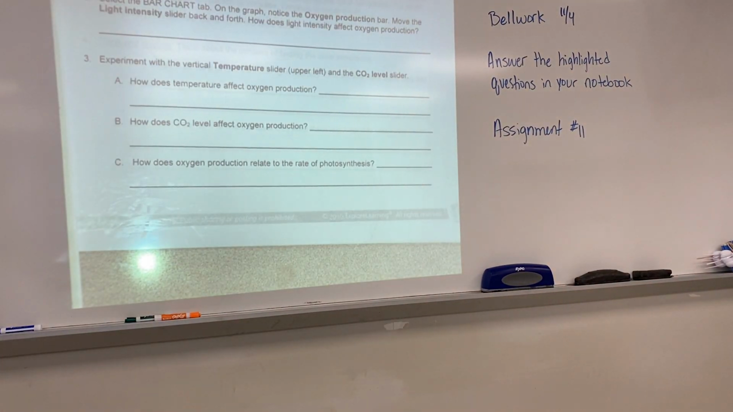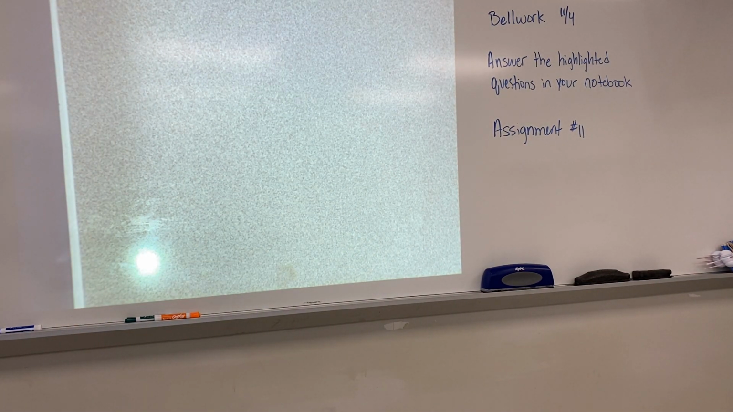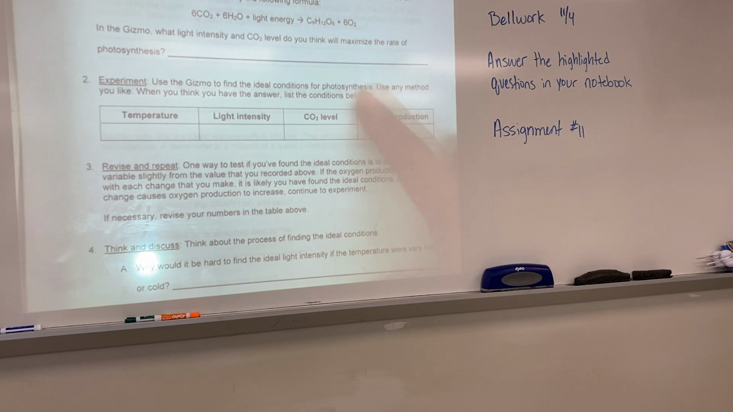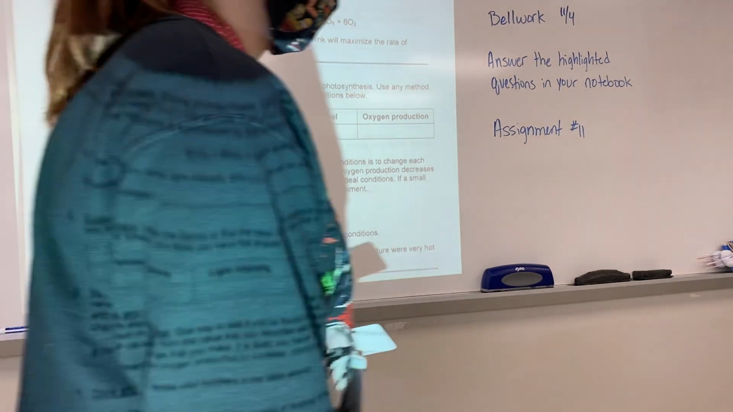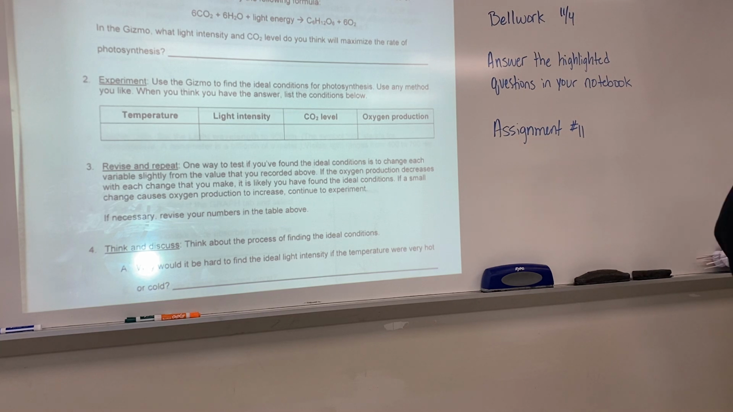Okay, so what we're going to do is try and find a happy place for our little plant in order for it to grow and make oxygen. So I want you to draw this table on your paper. So everyone should be drawing this table on their paper.